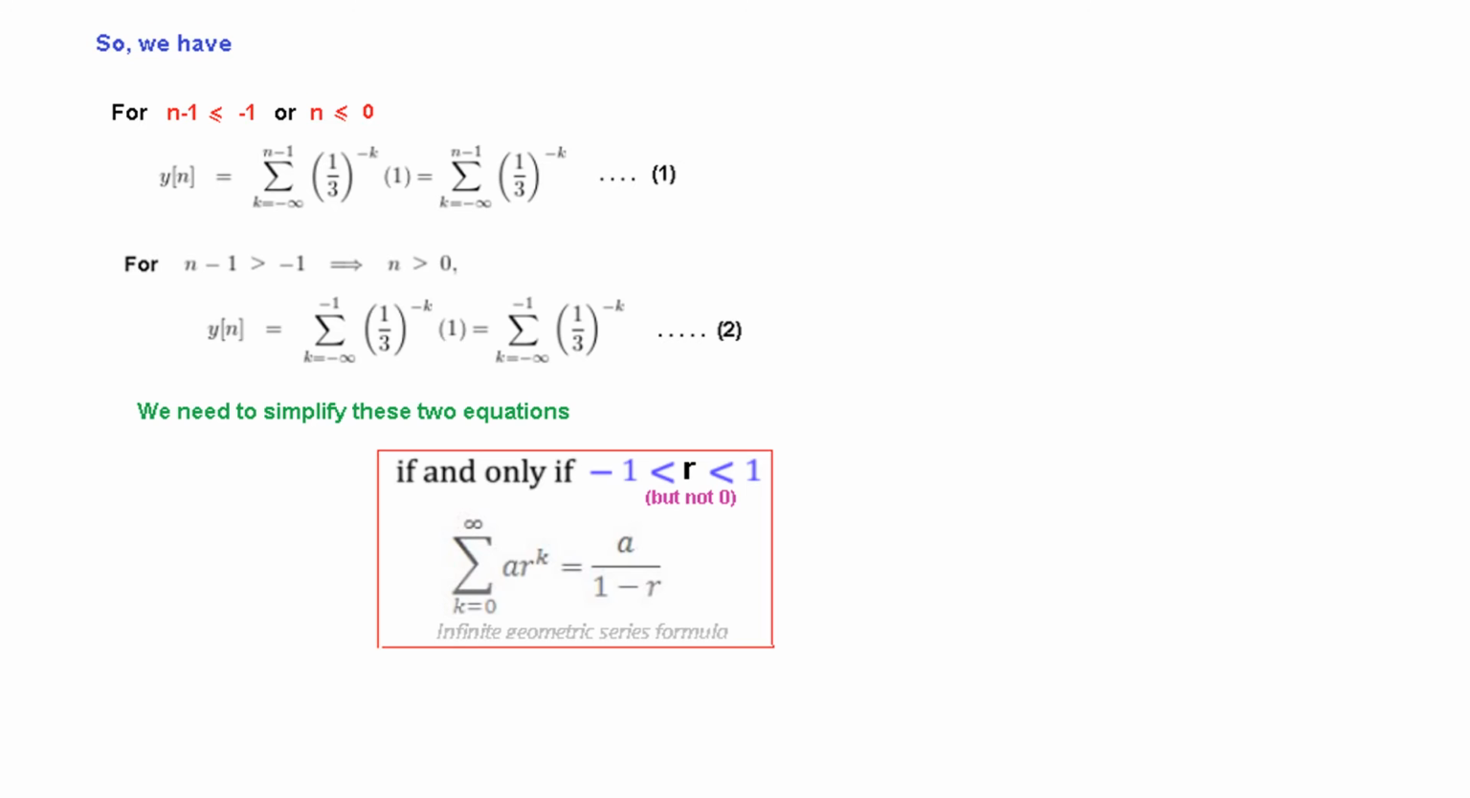Okay, our aim is to achieve the infinite geometric series formula: the sum from k equals 0 to infinity of a r to the power k equals a divided by 1 minus r. The condition is that r has to be between minus 1 and plus 1, but it cannot be 0.